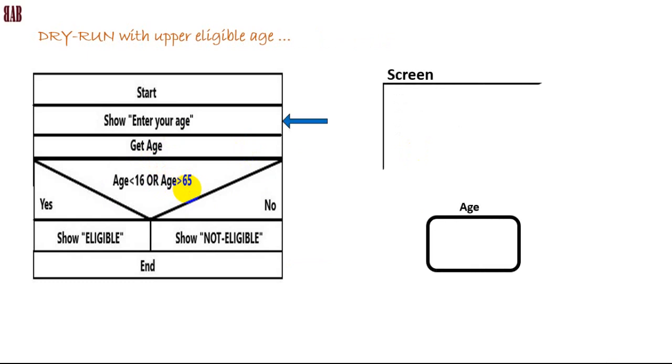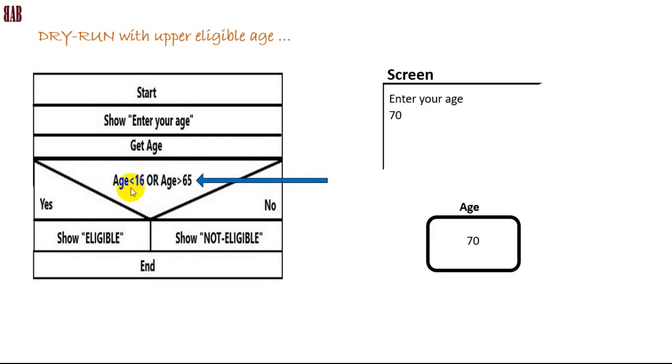So you start, enter your age, that comes on, then you go here, get age. So now you type a number, this time you're typing 70, which means more than 65. So 70 will be taken by the variable age. Now we go to the condition. So here what should happen? If either of this is true, then this entire thing is considered true because it's an OR. OR truth table works like that.